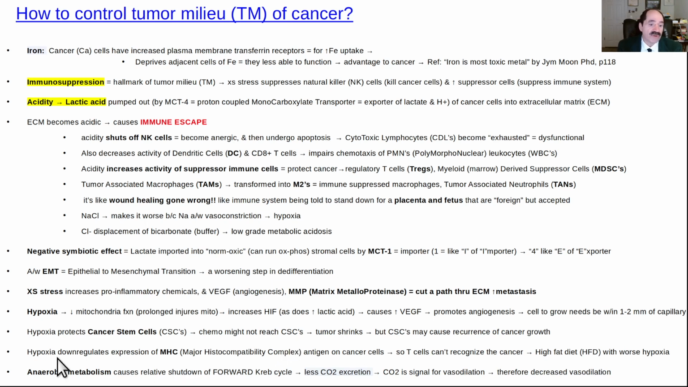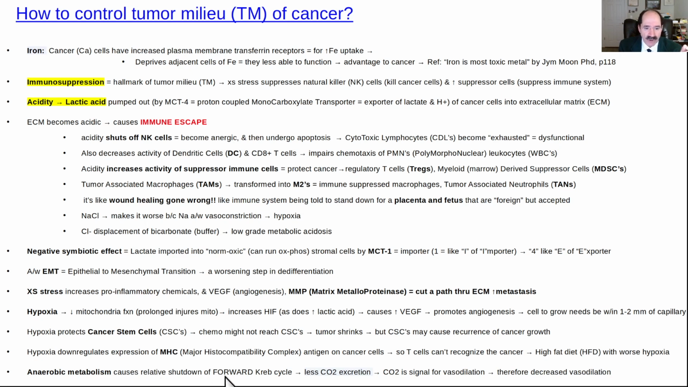Okay. Also, hypoxia downregulates expression of an antigen on cancer cells called the MHC, major histocompatibility complex antigen type 1, and that makes it so the T cells can't recognize the cancer. So all these things are going in the wrong direction with hypoxia. Okay. And you don't even need any mutations. This is not somatic mutation theory. This is the metabolic theory of cancer, and guess what? It makes a ton of sense and it connects everything. Okay. You need to know metabolic theory of cancer if you want to understand this stuff.